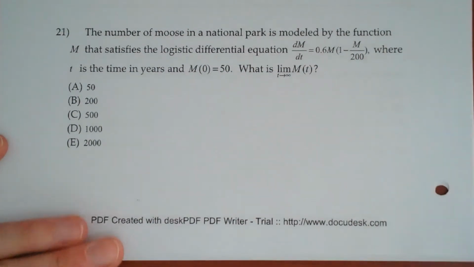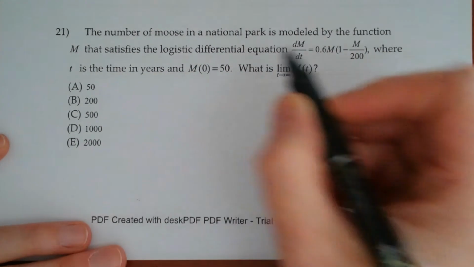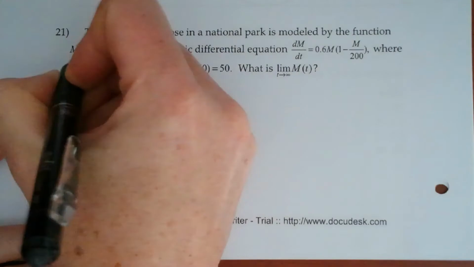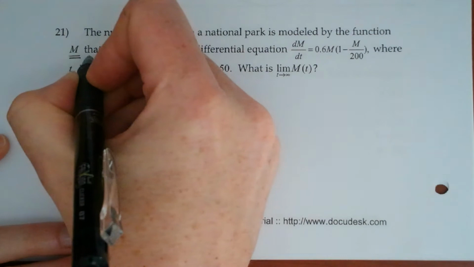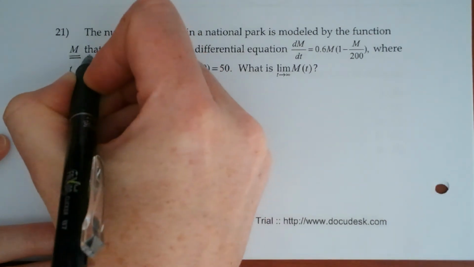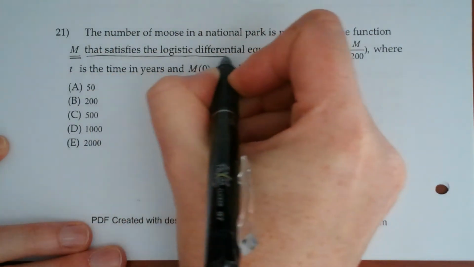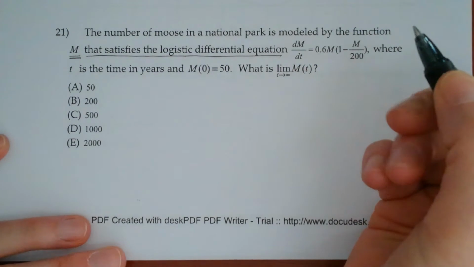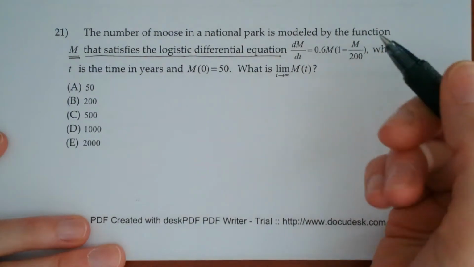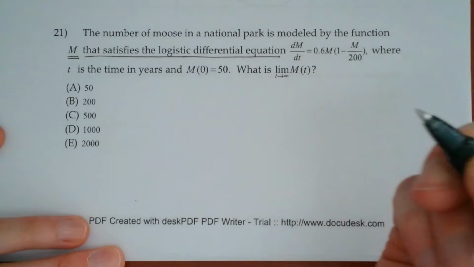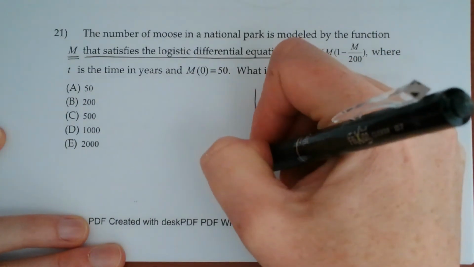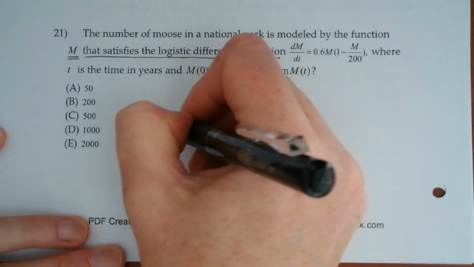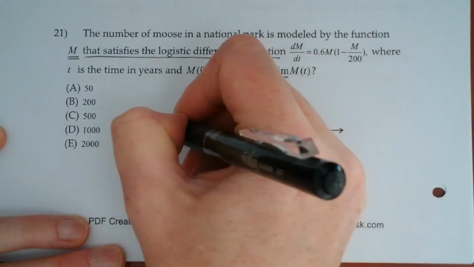To get through this problem, you really don't need to know a ton. You do need to know that if they say that m, which means the number of moose, or meese, I don't know, moose, anyway, and they say it's a logistic differential equation, then basically what that means is that the population function is a logistic growth function, and you would need to know what the shape is of a logistic growth function. So let's talk about that.